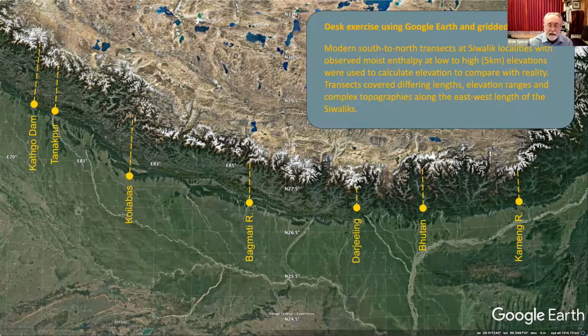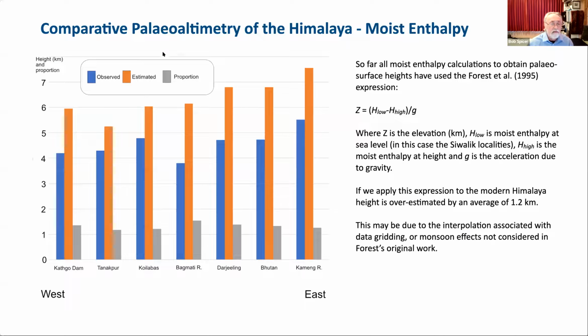in the Himalaya. And using gridded climate, I looked at the moist enthalpy at the starting point and the moist enthalpy at elevation for each one of these sites, divided those moist enthalpies by the acceleration due to gravity, and theoretically that should return to me the observed elevation as represented in Google Earth. Well, this is what we found.